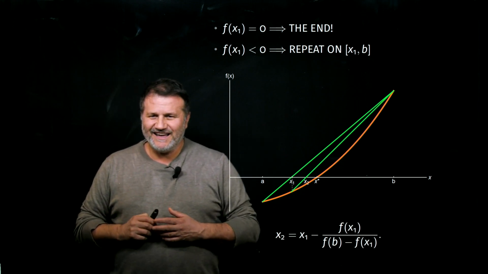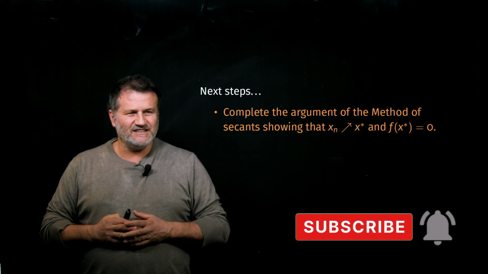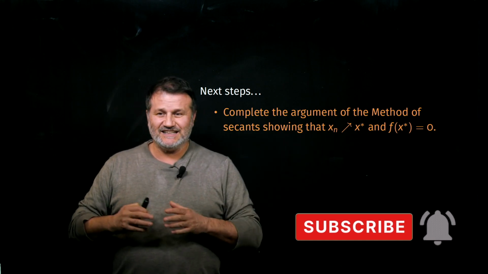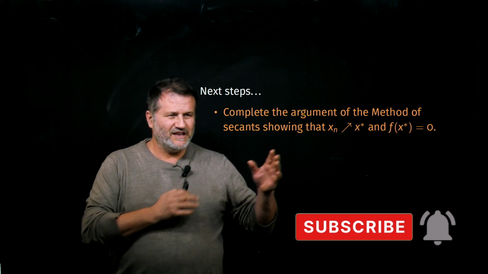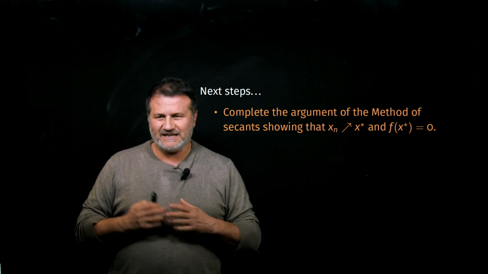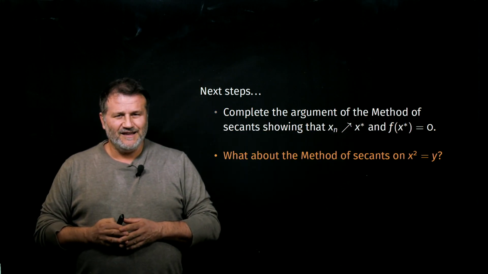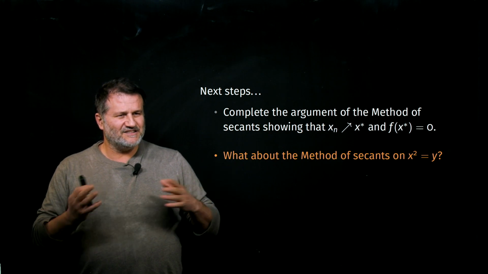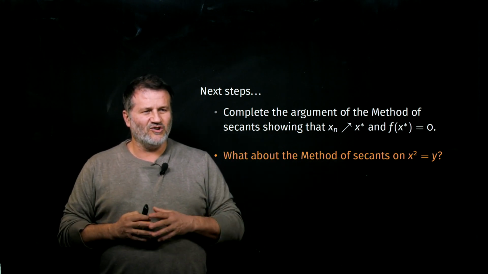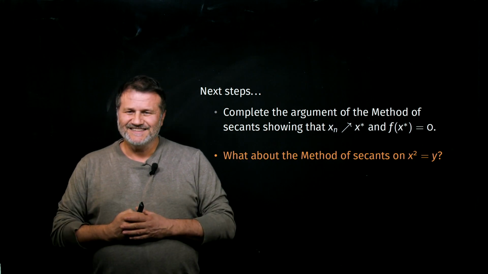Okay, now I hope that this video has been helpful for you. I would suggest you try to complete the argument for the method of secants, showing that the points x_n that you construct form an increasing sequence of points that converge to some x*, which is a solution of the equation f(x) equals 0. And then maybe try to see what is the difference between the two methods on computing the root of a number y. Well, good luck.